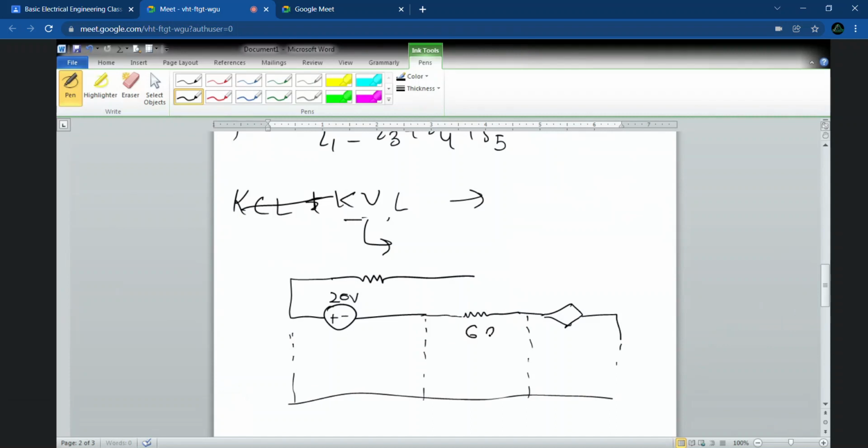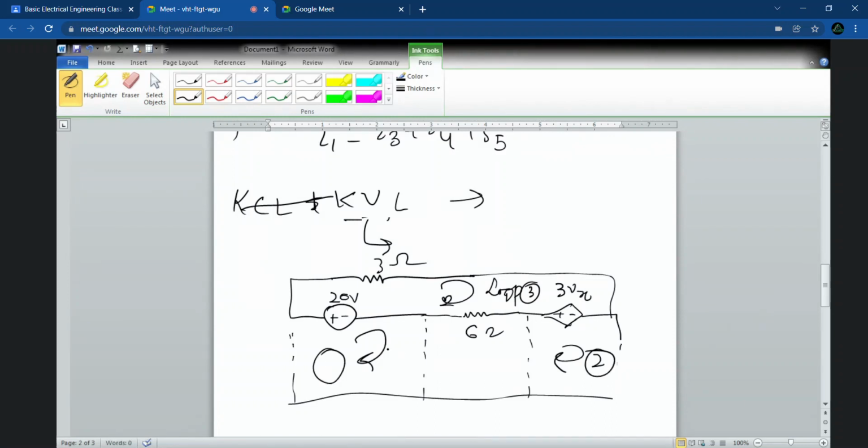So this is your 6 ohm, this is your 3 ohm, something like that. We'll be just mentioning this is 3Vx, this is plus and minus. Clear to everybody? So we can say this will be your one loop, this will be second, and this will be third. Clear? Yes, ma'am. Say loop number 3, loop number 2, and loop number 1. Is it clear? Now you can apply KVL to this particular circuit.